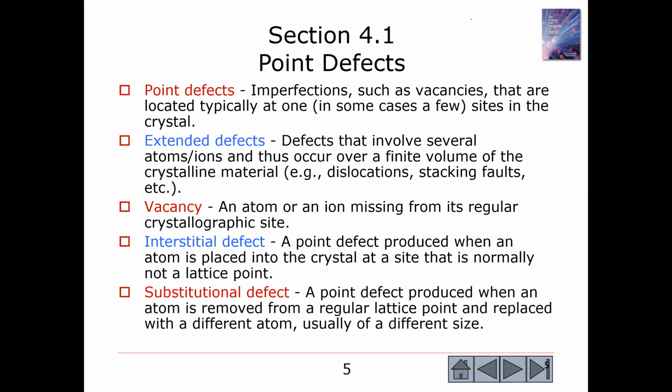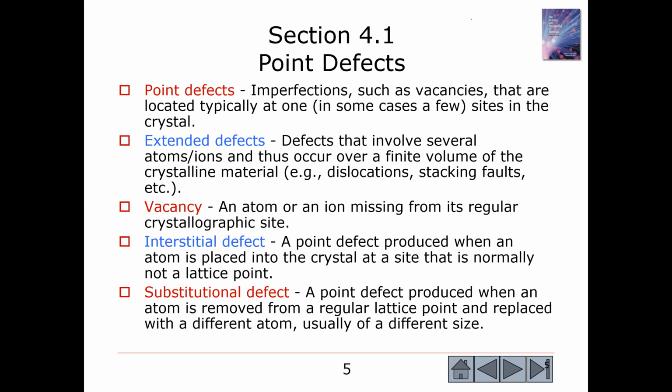What is a vacancy? A vacancy is an atom or an ion missing from its regular crystallographic site. An interstitial defect is a point defect produced when an atom is placed into the crystal at a site that is normally not a lattice point. What is a substitutional defect? A point defect produced when an atom is removed from a regular lattice point and replaced with a different atom, usually of a different size.